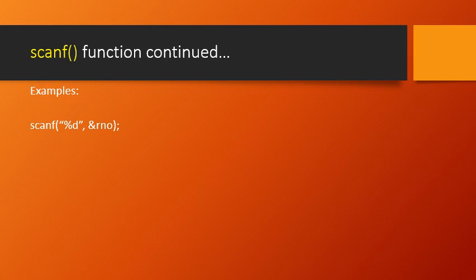Now, scanf, open bracket, within the double quotes, percentage d, comma, and rno, close bracket, semicolon. Again, you may see here two parts. First is this one, second is this one. What is the first one here? Within the double quotes, percentage d. So percentage d is for what? The format specifier. It tells the type of the data, that is the data type of the variable. So d stands here for integers. That means this rno is a variable.